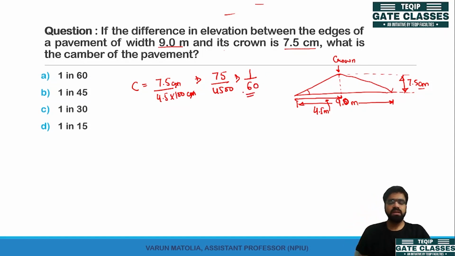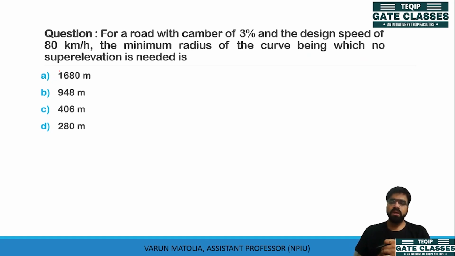This can come for 1 mark in your GATE examination. There can be a question with variation, the same which we discussed earlier, where any road condition or road type and the rainfall condition is given. From there, you will calculate the camber value. They will give you the width of the road, and they may ask the elevation difference between the edge and the crown. So this is how you can calculate each and every value. Again, the next question is from camber only.